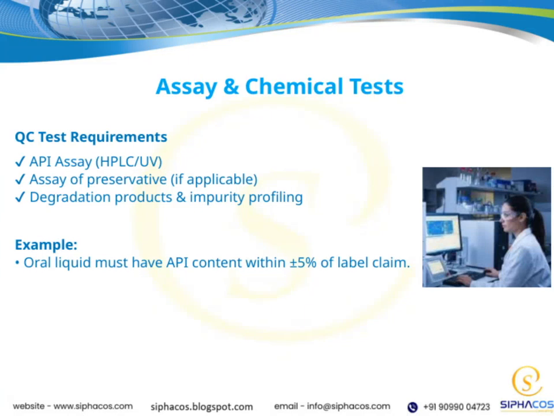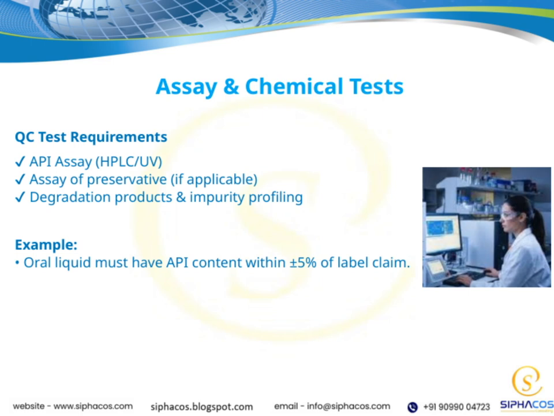Now let's move on to slide 9, which focuses on assay and chemical tests. Here, the key point is the importance of QC test requirements to ensure product quality. First, we have the API assay, typically performed using HPLC or UV methods. This test confirms the actual amount of the active pharmaceutical ingredient, API, in the product, making sure it meets specified standards. Next, if our formulation includes preservatives, we need to assay those as well, to verify they are present at the correct levels, especially if applicable.